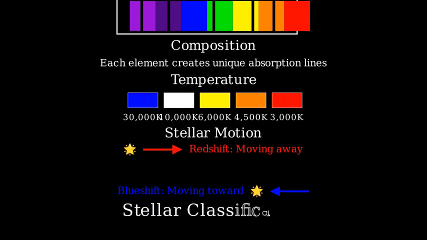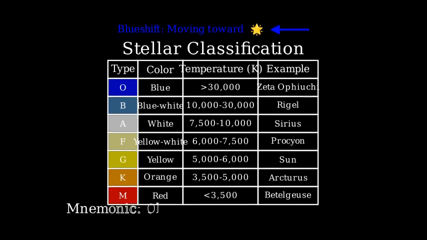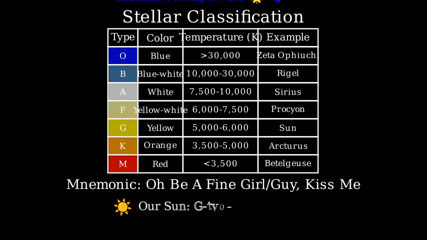Now, let's explore the important characteristics of stars. One of the key ways astronomers classify stars is by their spectral type. Stars are classified into types O, B, A, F, G, K, and M, going from hottest to coolest. A common mnemonic to remember this order is, "Oh, be a fine girl/guy, kiss me." Our sun is a G-type star with a surface temperature of about 5,800 Kelvin.